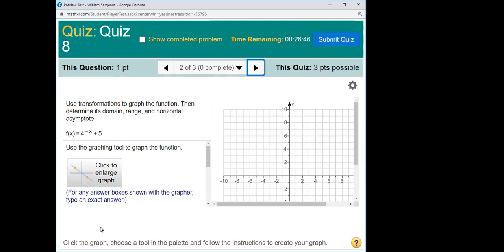So on this one, we're supposed to graph the exponential function f of x equals 4 to the negative x plus 5, with the 5 outside of the exponent. There are other parts to this, but I'm making this video just to address some of the specifics about graphing an exponential function with transformations on Pearson's MyLab Math.